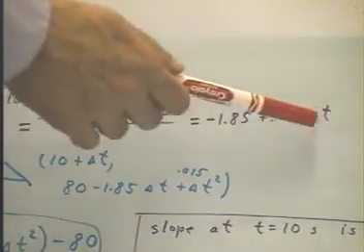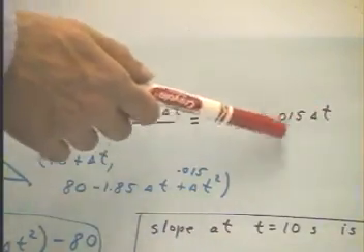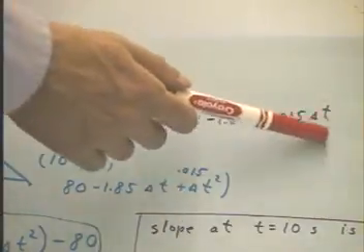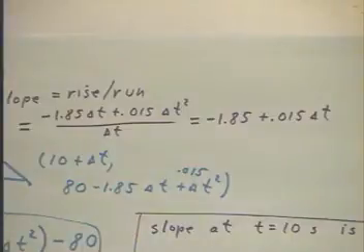Over the 2-second time interval, we would have 0.03 here if we plug in 0.2 for delta t. And adding 0.03 to negative 1.85 gives us the negative 1.82 we obtained before.